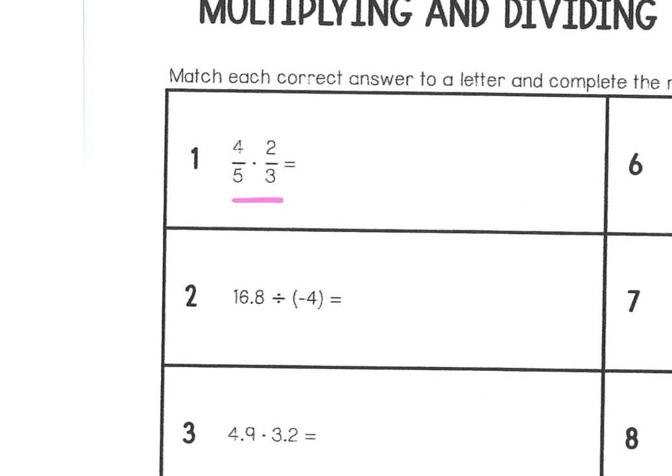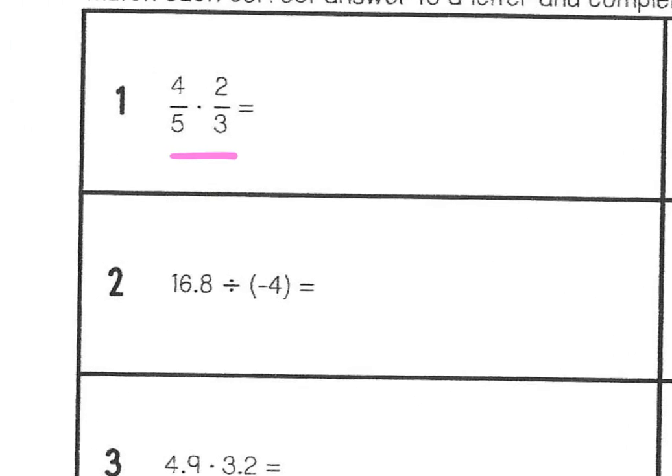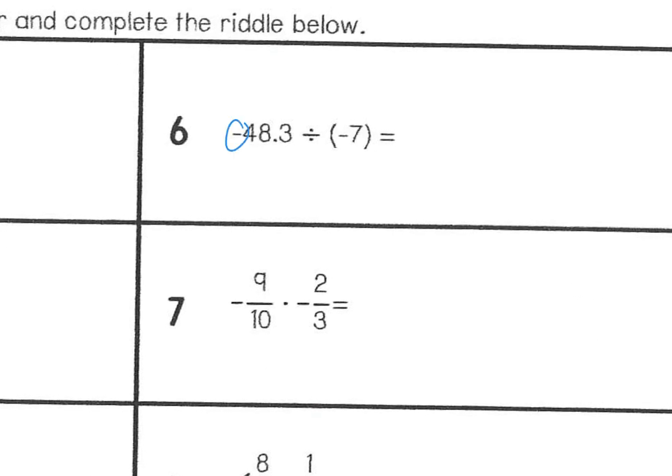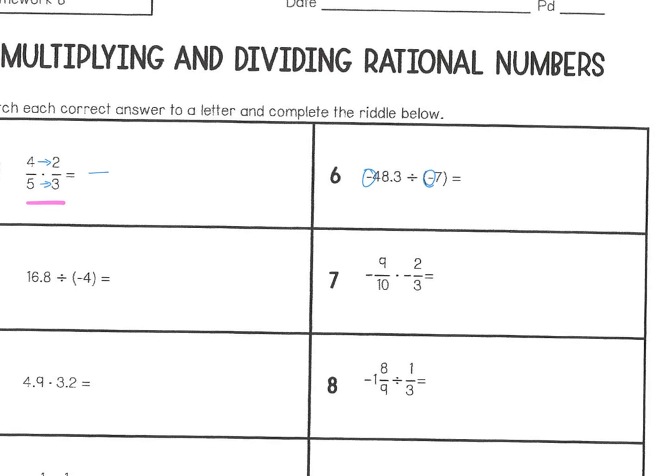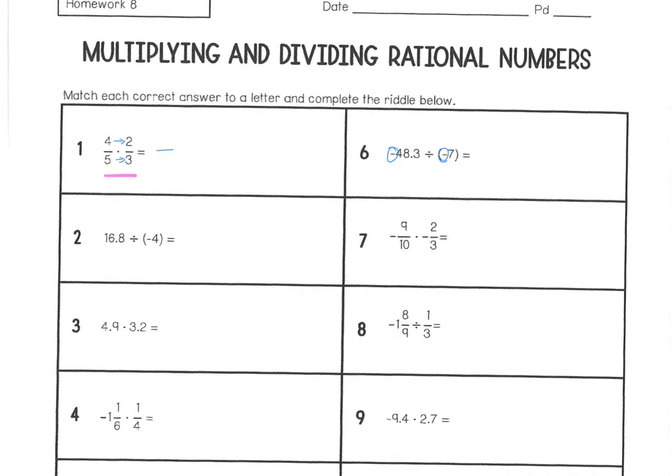Go ahead and do a couple of these, talk about them at least. So you'd multiply straight across on this one, and then make sure to simplify if needed. Okay. This one, if we're taking a negative and dividing by negative, my answer is going to be positive. And you are welcome to use a calculator with these.